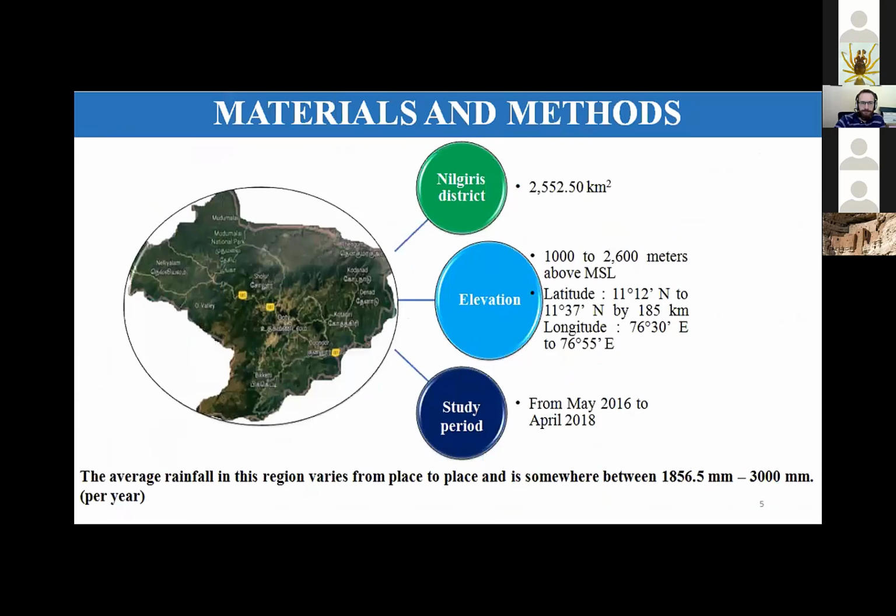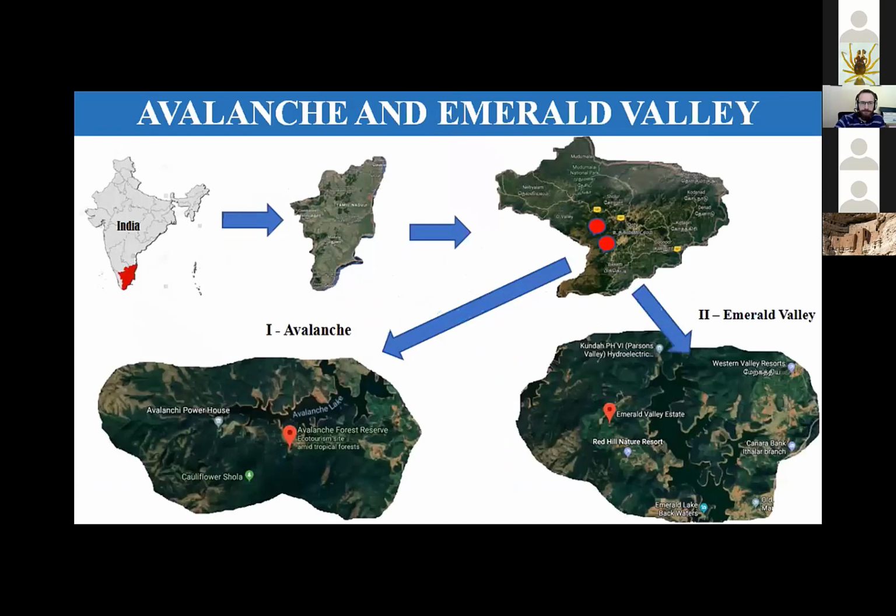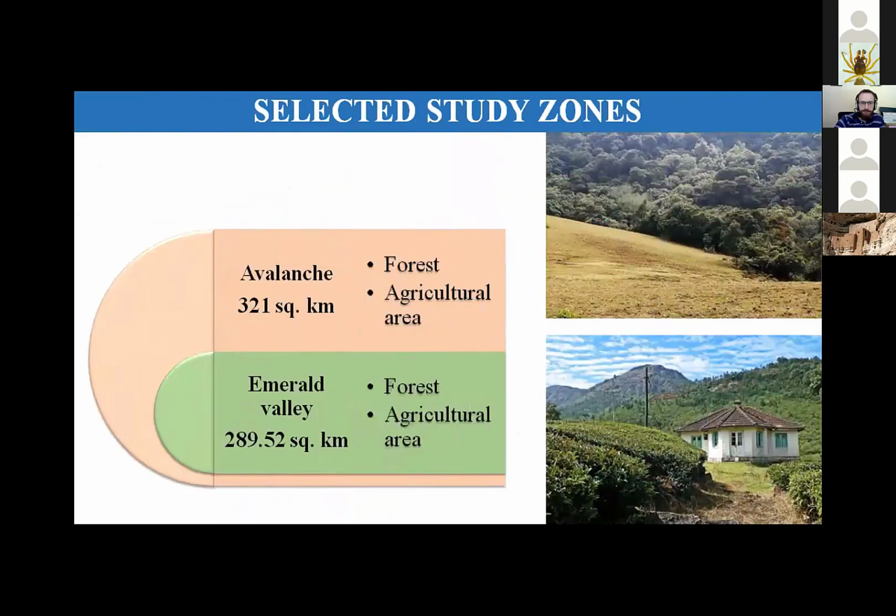I selected two areas, Avalanche and Emerald Valley. This map is very close to the Western Ghats in India. So this is my study area. In both of these study areas, I have concentrated on agricultural areas and forest ecosystems. Avalanche covers 321 square kilometers, and Emerald Valley covers 289 square kilometers.